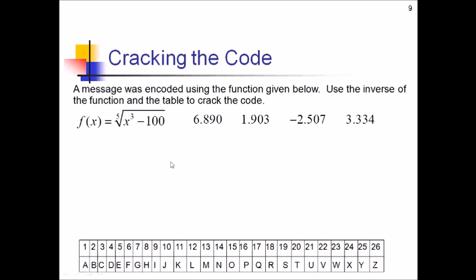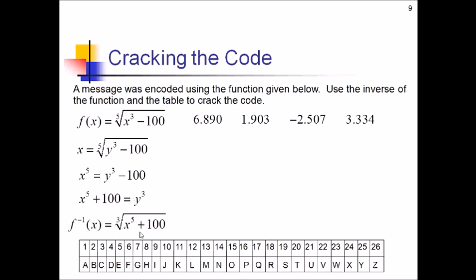Okay, let's see what you came up with. So we have x equals 5th root of y cubed minus 100. 5th power for both sides. Add 100 to both sides. And then take the cube root of both sides finally to get y by itself. So there we have it.